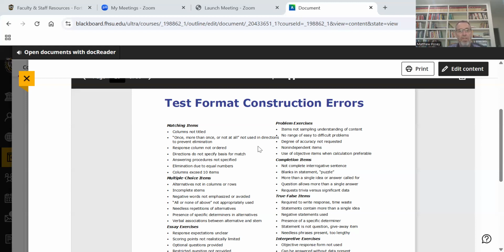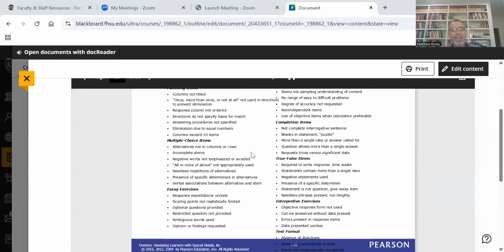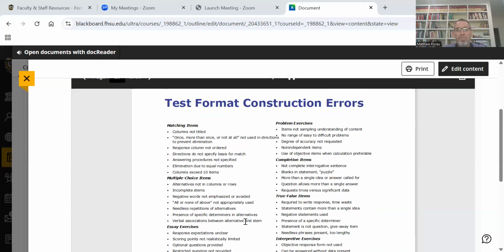Multiple choice items. Maybe there's not alternatives in columns or rows, incomplete stems, all or none of above are not appropriately used. So just looking at some of our responses. If we're looking at essay, short written response, some common errors there are response expectations are maybe unclear, scoring points not realistically limited, opinion or feelings requested.